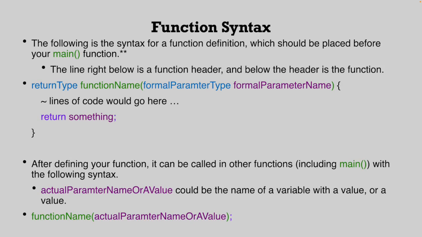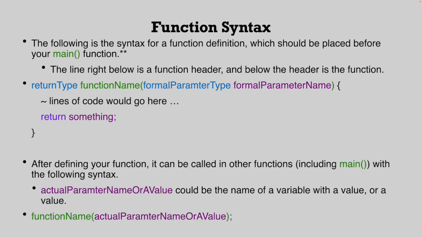So here's the basic syntax for a function, which you should place before your main function, and we'll talk about why in a second. You have the return type, the function name, which can be basically the same as a variable name, same rules. Then inside the parentheses, you have the formal parameter type, and then the name for that formal parameter. And then you have curly brackets, and then you're going to have your lines of code, or what you want your function to do.